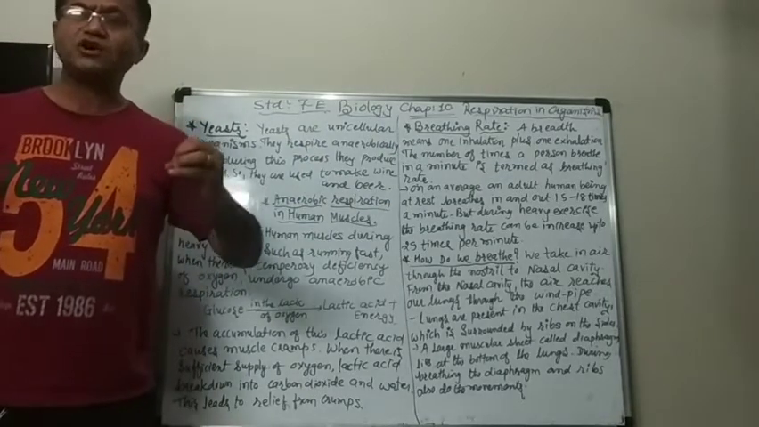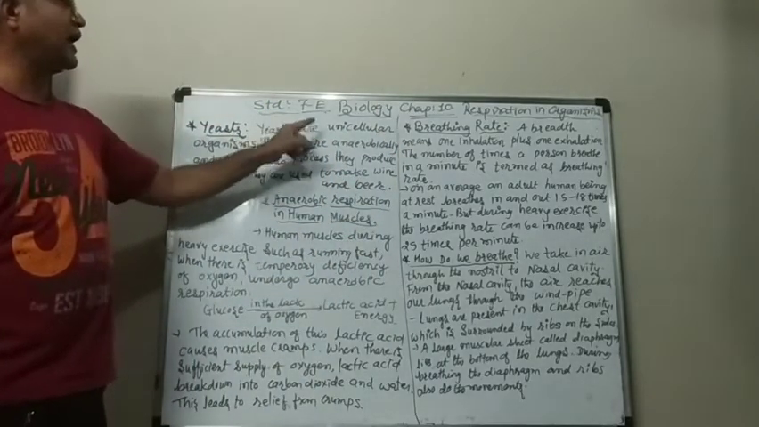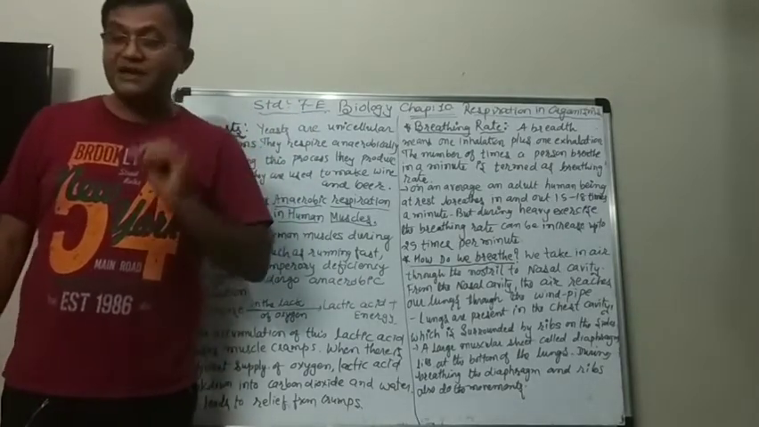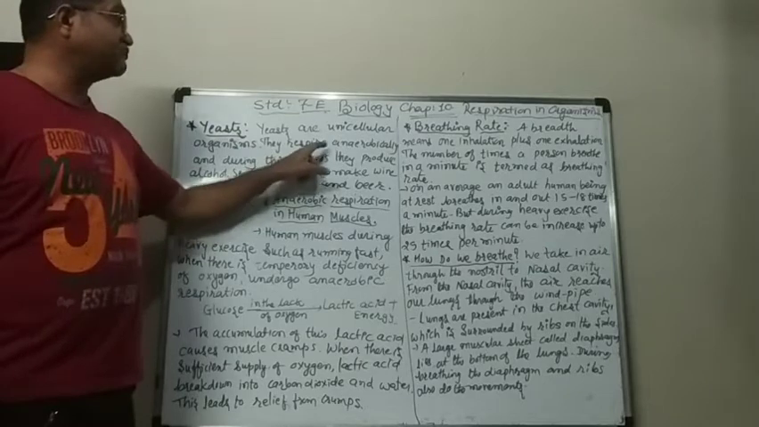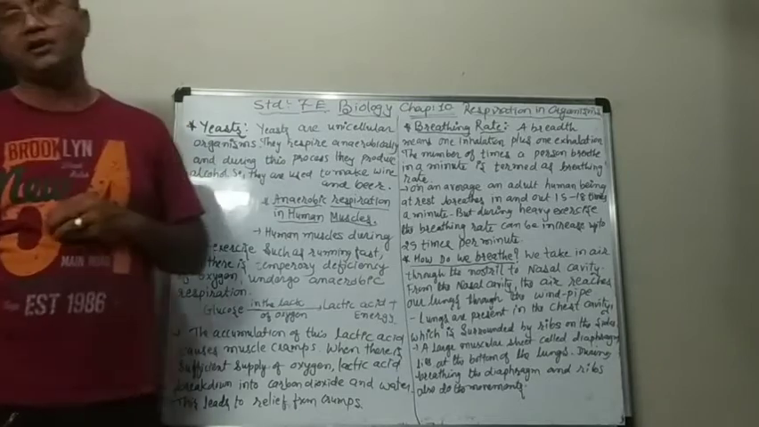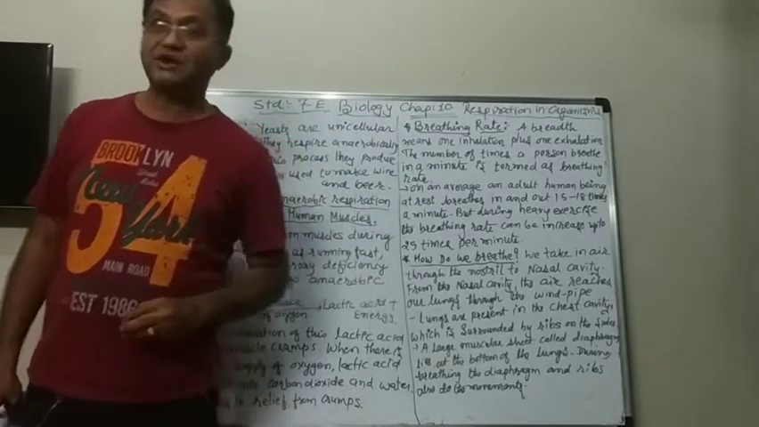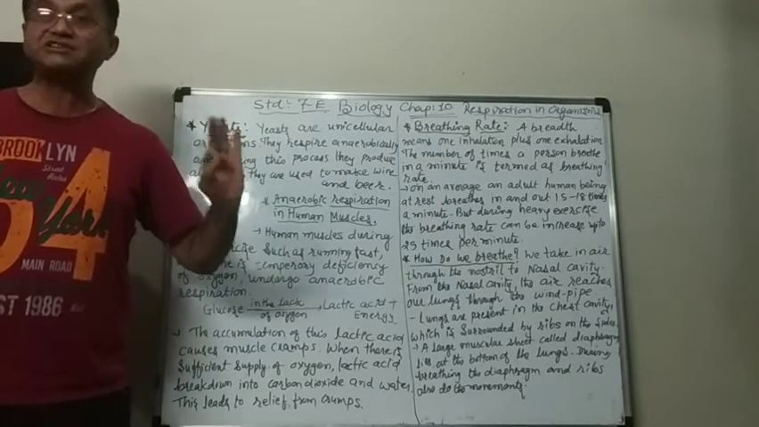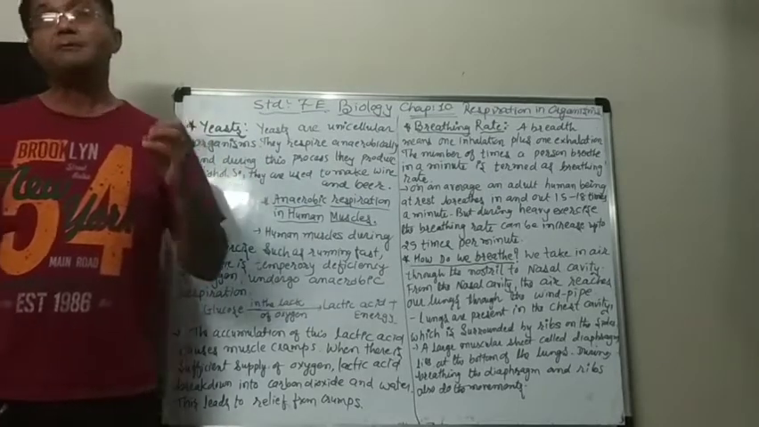Yeast is also such a type of organism that we are going to learn about here. Yeast are unicellular organisms. Unicellular means single cell. Their body is made up of only a single cell, and yeast respire anaerobically, and during this process they produce alcohol. Therefore yeast are used in industries to make wine and beer, because they are made of alcohol.